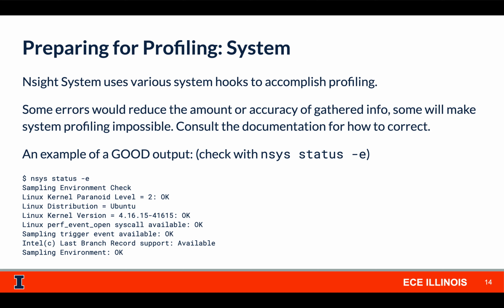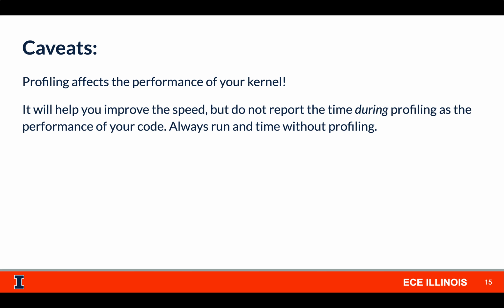So the kernel needs to basically be permissive enough to allow an application to query some of these various parameters. It needs to be a supported kernel version. It needs to be able to hook into particular sampling triggers and things like that. So if the profiling doesn't work for some reason or doesn't have the information that you're expecting, this could be part of the reason why. Again, though, on Rye, you don't have to worry about this. We have it set up for you.